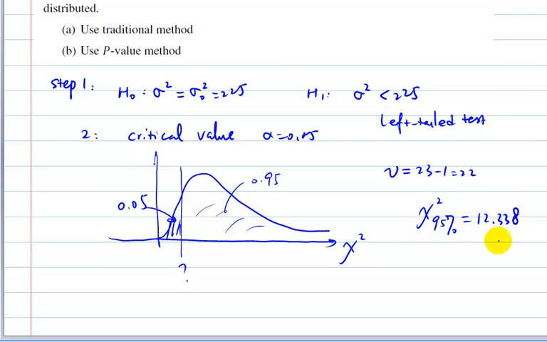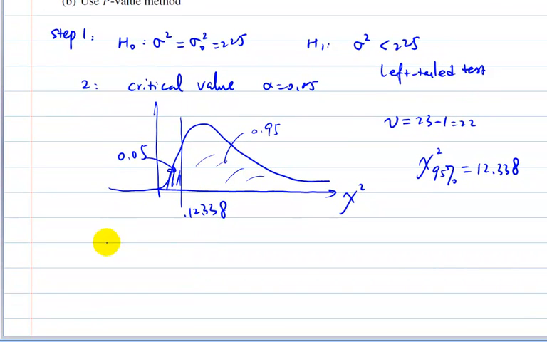There, right? So this is a value over here, basically 12.338. So this is your critical value. What critical value means, because it's a left tail test, is that if your test value falls to the left of this critical value, then you reject H0. Otherwise, you are not going to reject H0.